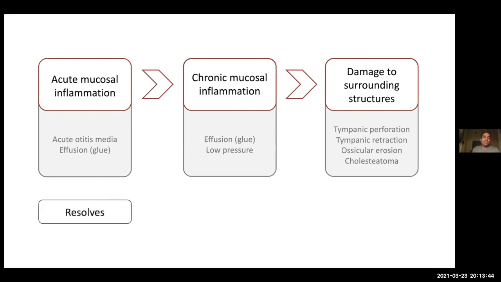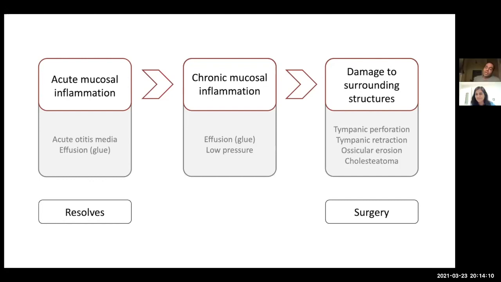Now, acute mucosal inflammation is easy because although it causes a lot of disease, it resolves, it will go away. We don't need to worry about certainly long-term consequences, not to belittle the pain and discomfort it can cause to a lot of children. When you damage the surrounding structures, we often indicate surgery to repair the perforation, possibly to strengthen the tympanic retraction if it's causing problems, to fix the ossicular erosion, to excise the cholesteatoma. And actually, that's easy.